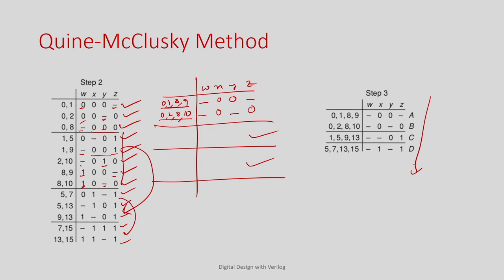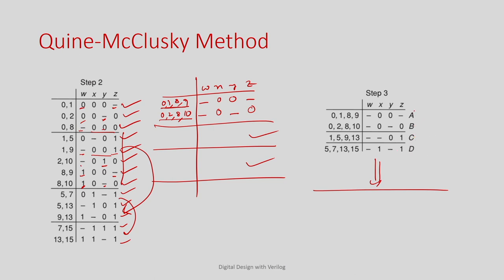After this, I can try to do step 3 again, where I only combine terms if they have the dash in the same position. But if you see here, A versus C, they do not have the dash in the same position. B versus C, they do not have the dash in the same position either, so this cannot be clubbed. Similarly, C versus D cannot be clubbed because the dash is in a different position. So, these terms cannot be further combined.